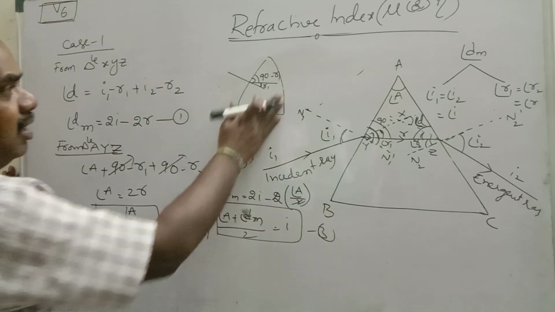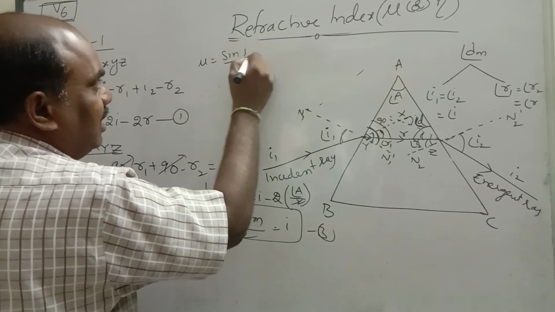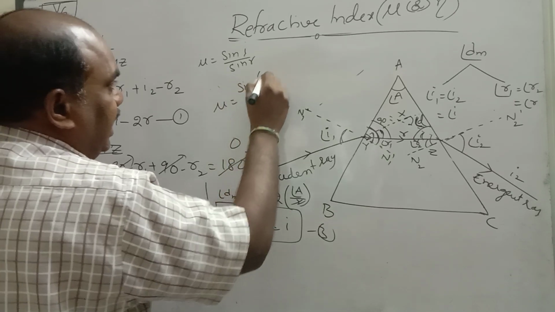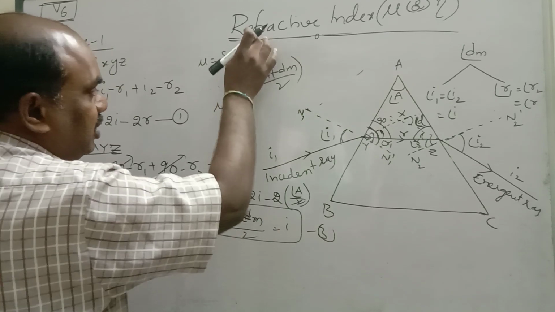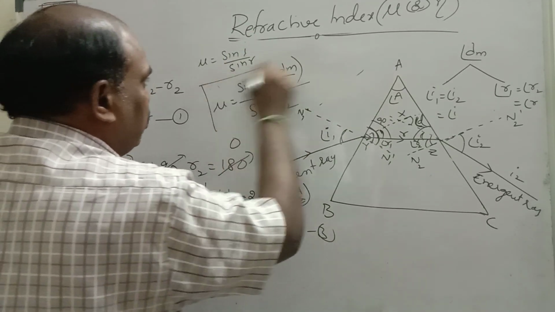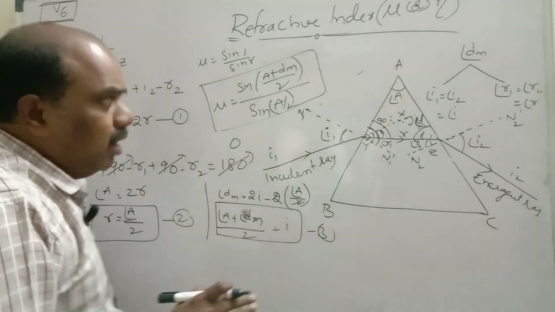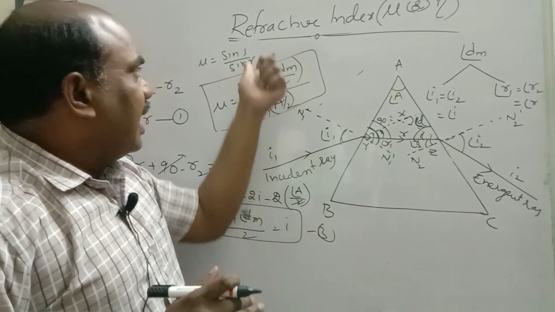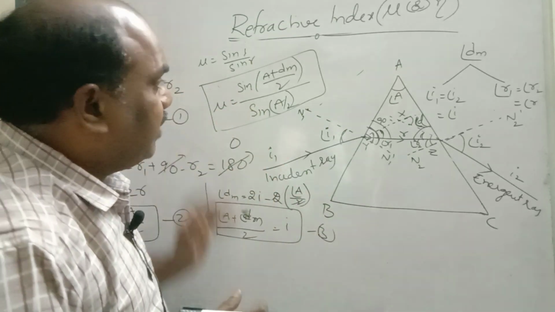Substitute in Snell's formula. What is that? Snell's formula: mu is equal to sin I by sin R. So mu is equal to sin of (A plus DM) by 2, divided by sin A by 2. This is the refractive index of the prism. Simple. In Snell's formula, I calculated the I value and R value and replaced them in the place of I and R. Simple. We got the refractive index.